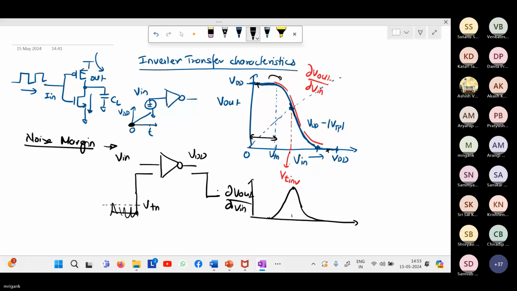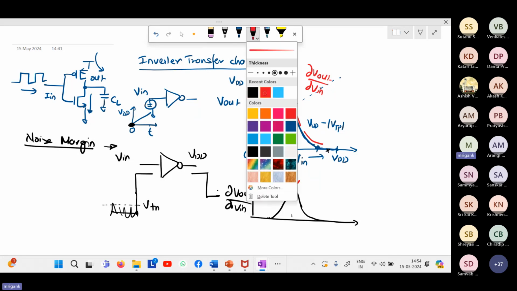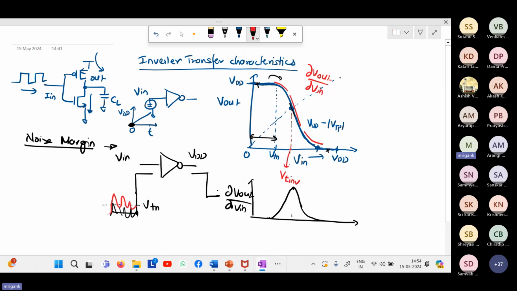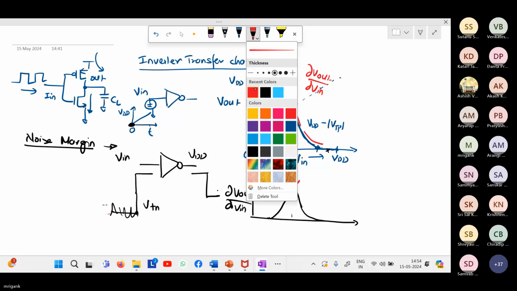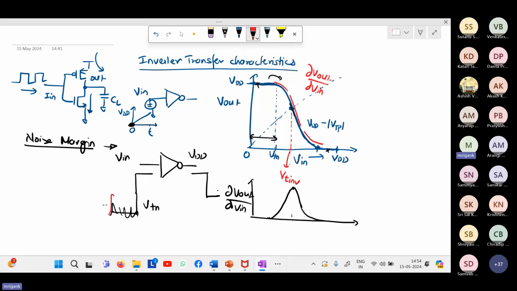The moment this noise at the input starts crossing this VTN, suppose the input disturbance becomes larger and starts crossing the VTN, then what will happen? At the output side also you will start getting significant disturbance. It will start dropping. It will become more prominently visible at the output. That's why it is termed as the noise margin.